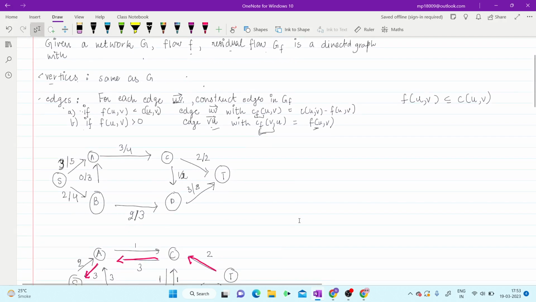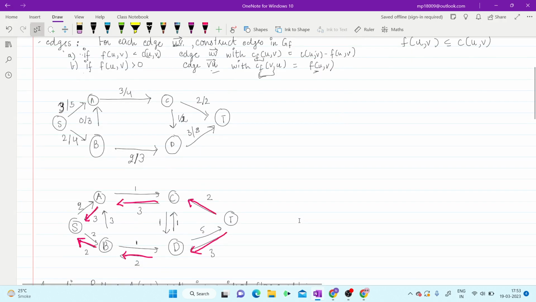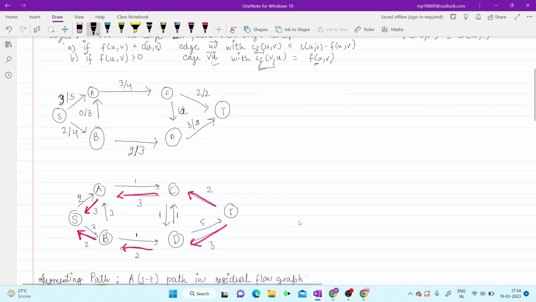Now this is an example of how to construct the residual flow. This is my network G and this is my flow. In 3 by 4, 3 gives me the flow value and 4 gives me the capacity value. Let's do it for SA first. We see that fSA is 3, which is strictly less than the capacity value, which is 5. So rule A is satisfied.